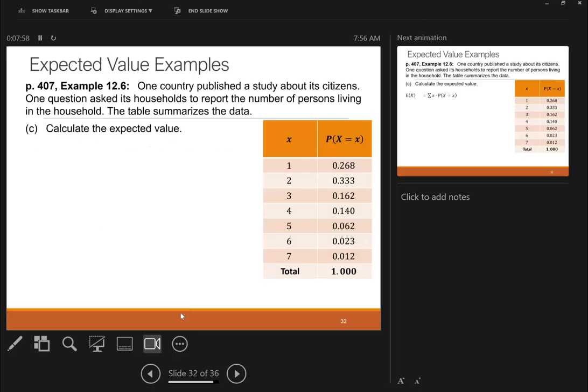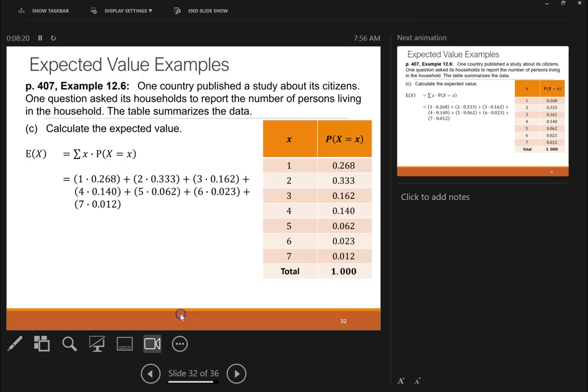If I want to calculate the expected value, I'll just take the value for x and multiply it by its probability and add those up for every value of x. So I have 1 times 0.68 plus 2 times 0.33, and so on and so forth. That's our formula for expectation. Right? Same formula we've been using. No big deal. Or what else could we do?